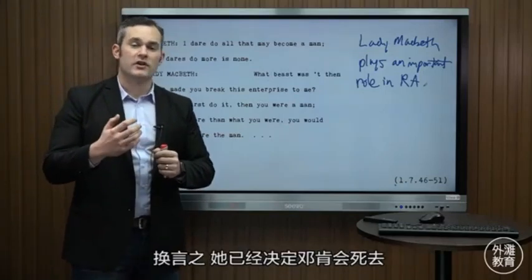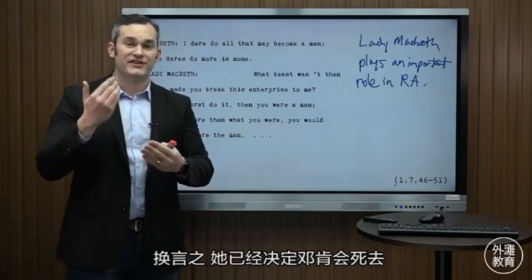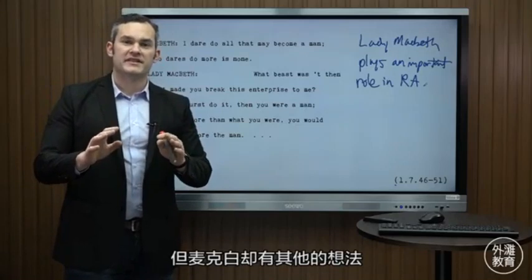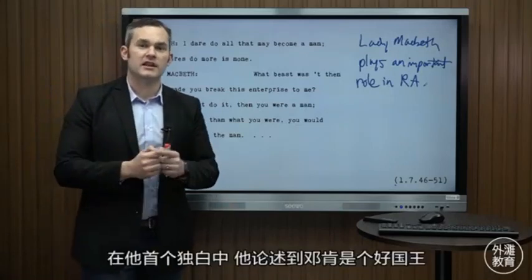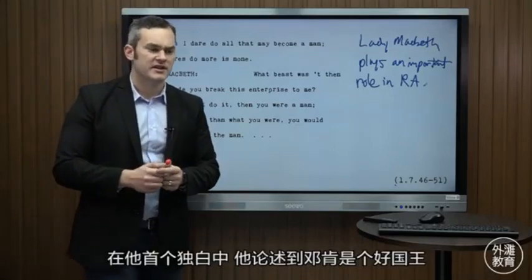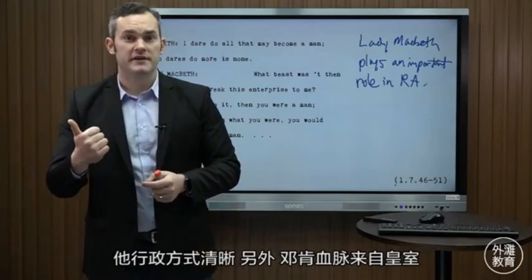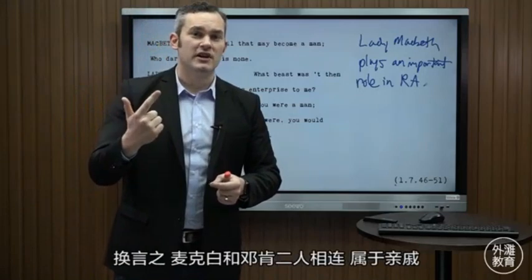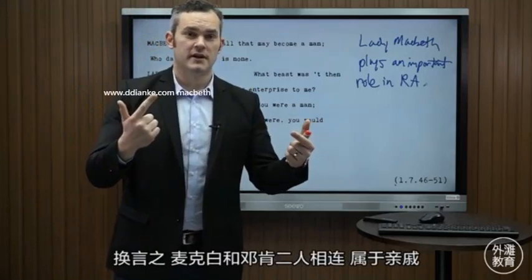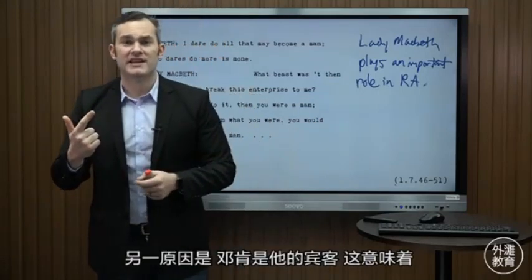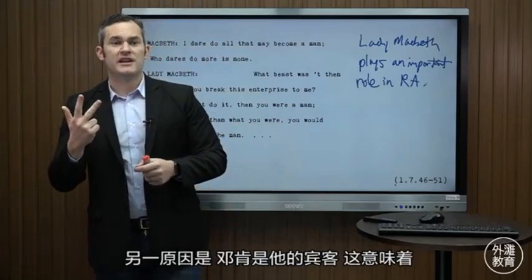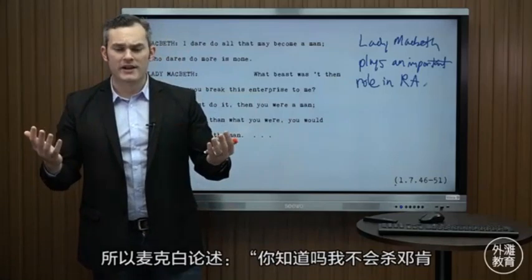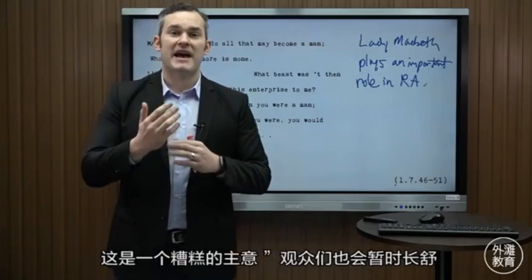In other words, she's already decided that Duncan will die and Macbeth will become king. But Macbeth is having second thoughts. In his first soliloquy, he reasons, Duncan is a good king. He's been so clear in his great office. Also, Duncan is a kinsman. In other words, Macbeth and Duncan are related. They're relatives. Another reason is that Duncan is his guest, which means that he should treat him well, not murder him. So Macbeth reasons, you know what? I'm not going to kill Duncan. This is a bad idea.